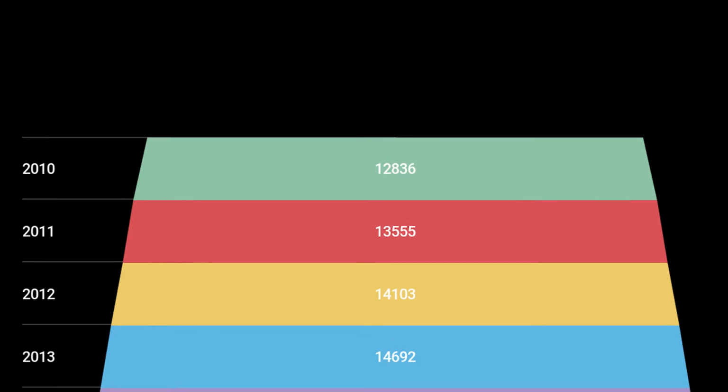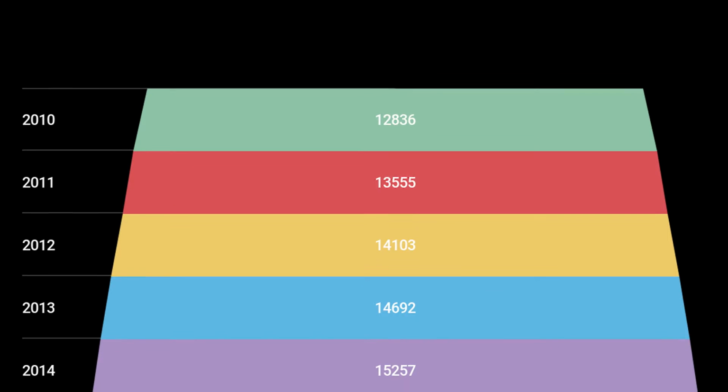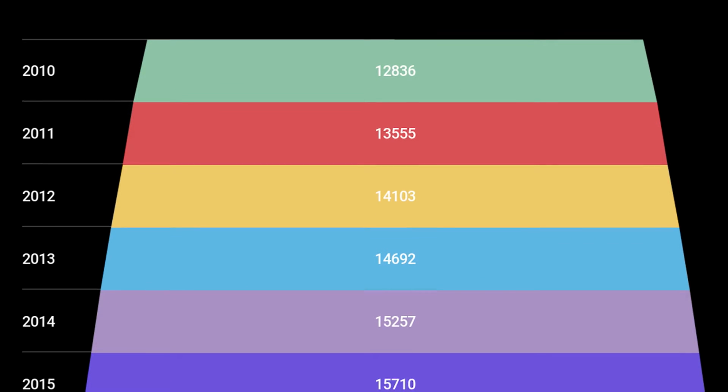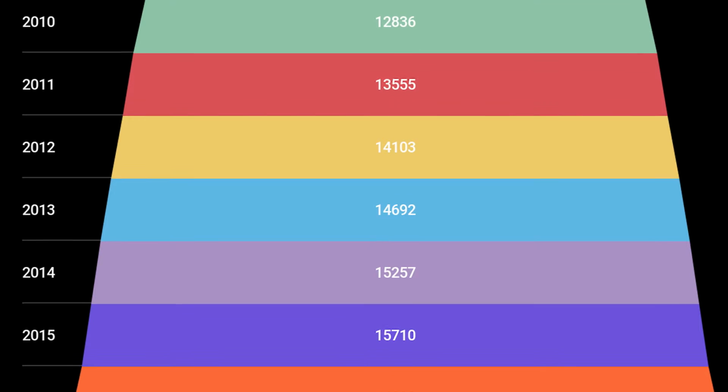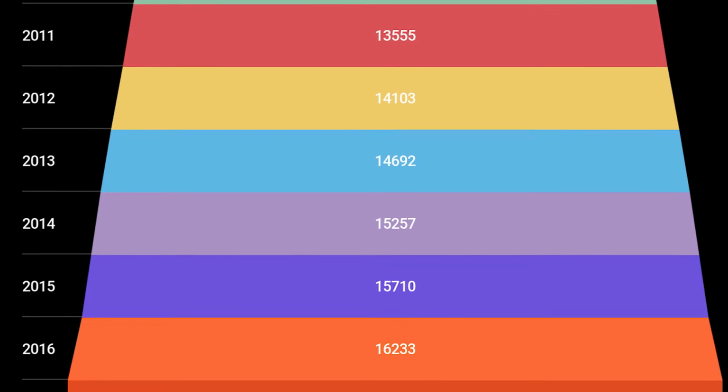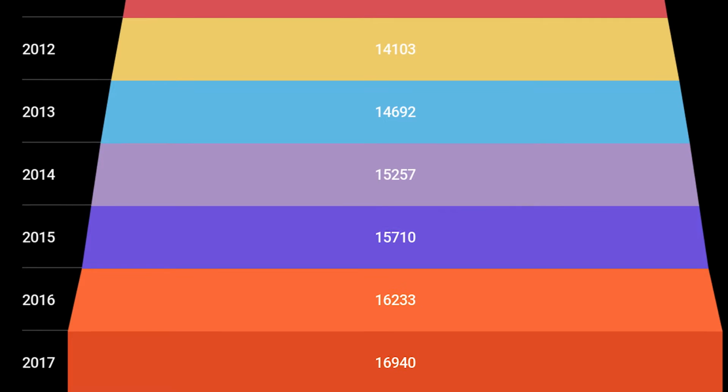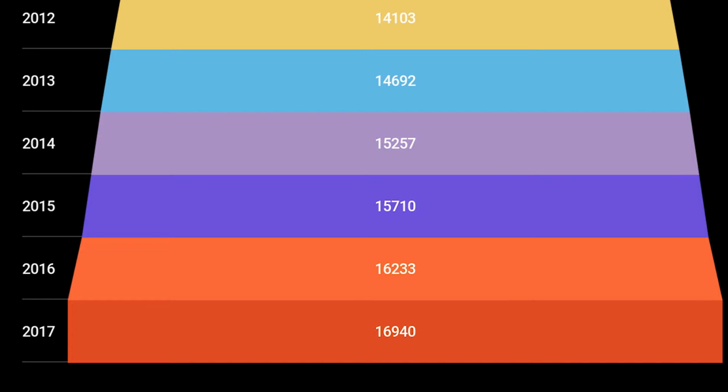The purchasing power parity chart shows us that since 2010 the purchasing power parity of Egypt keeps on steadily rising, and in 2017 it was $16,940.